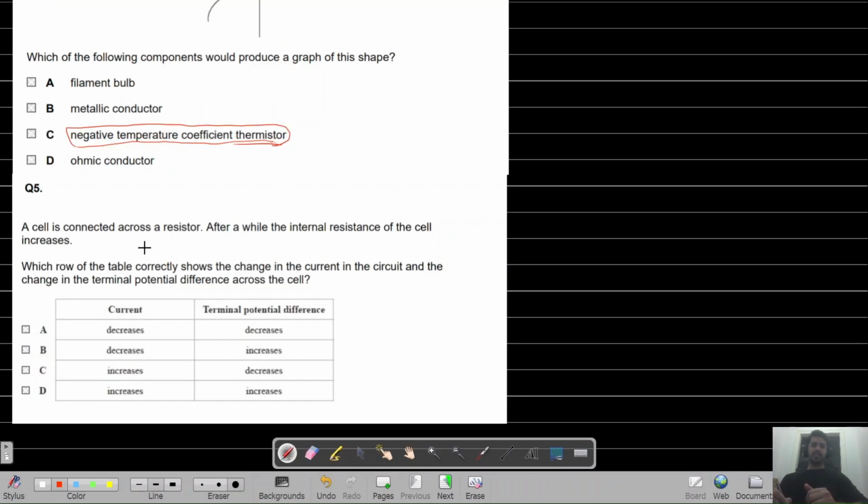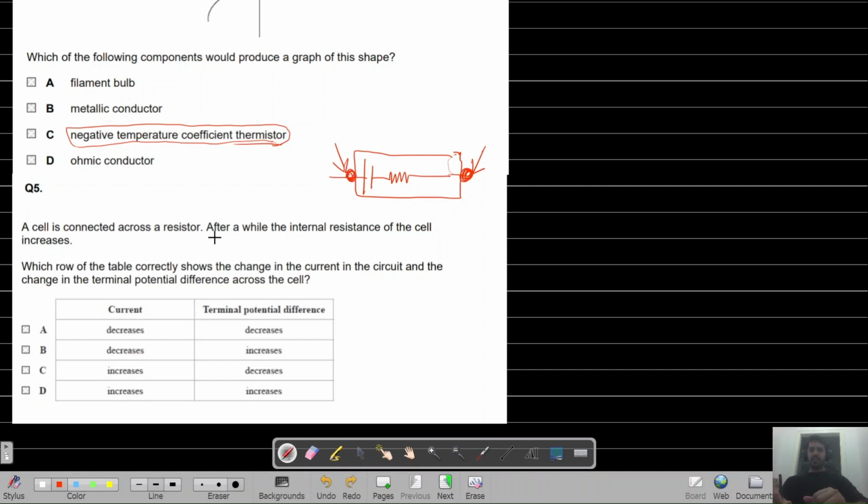Finally, the last question is, a cell is connected across a resistor. After a while, the internal resistance of the cell increases. Which row of the table correctly shows the change in the current in the circuit and the change in the terminal potential difference across the cell? Now, in the last 3 videos, I've already explained the topic of internal resistance in detail, so I will not explain it here again. If you don't know how to solve questions for internal resistance, you should watch the last 3 videos. So we have a battery and internal resistance, and this is what we call the terminal potential difference, which we get at these 2 points.